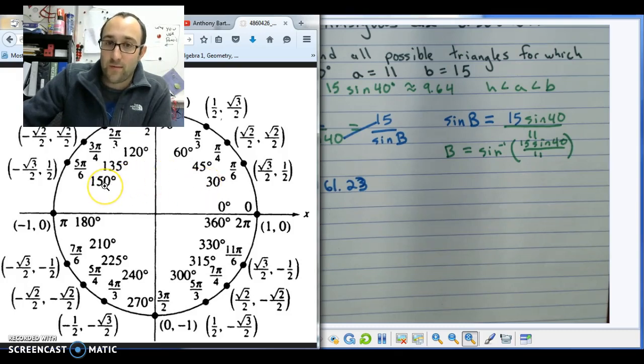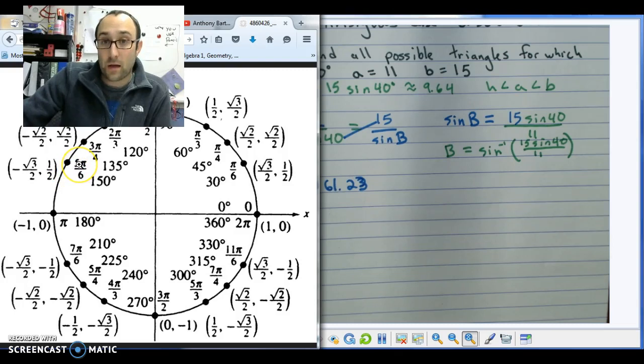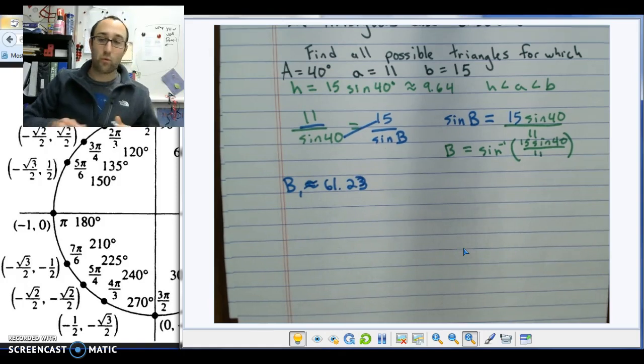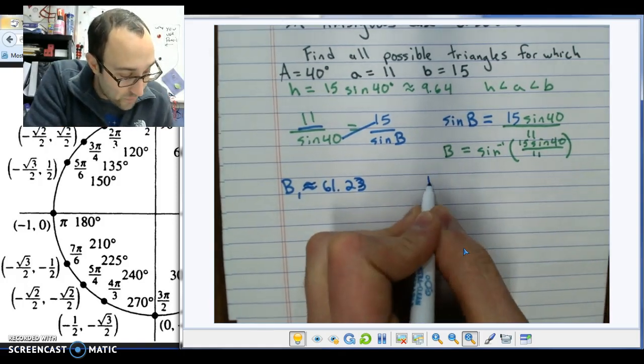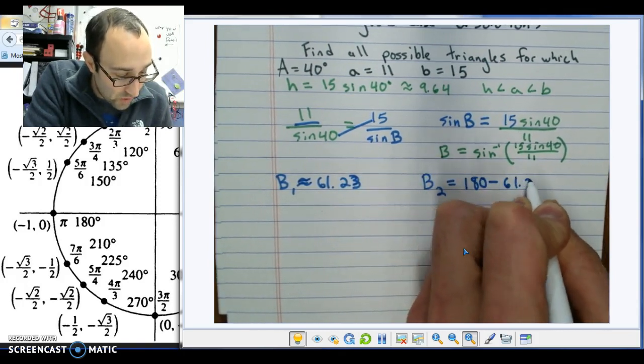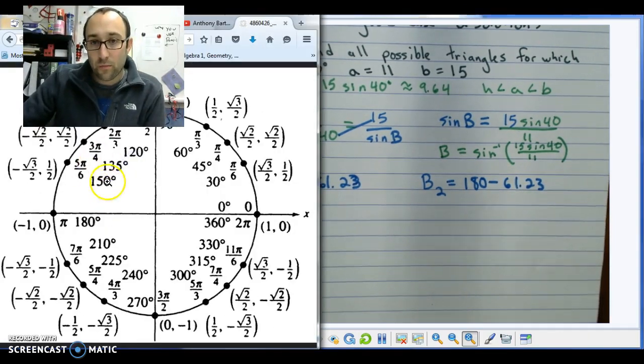Well, how are 30 and 150 related? If I'm going up from 0, I'm also going up from 180 back this way. So it's really 180 minus 30 to get to 150, and 0 plus 30 to get up here. So really I'm going to take 180 minus whatever I get from the original problem to figure out what the other angle is going to be. So B1, we go back to here, is 61.23 degrees. The other option for B, I'm going to call it B2, is going to equal 180 minus 61.23 degrees.